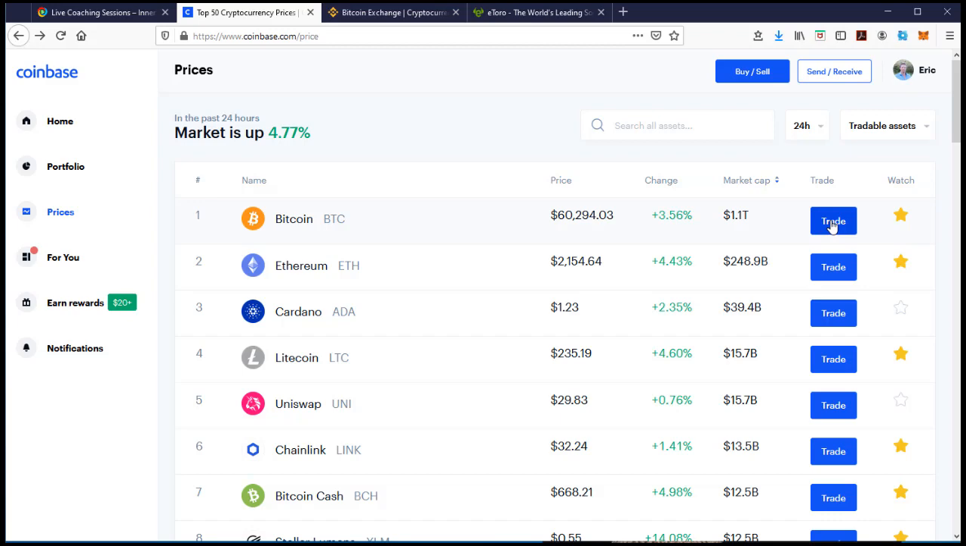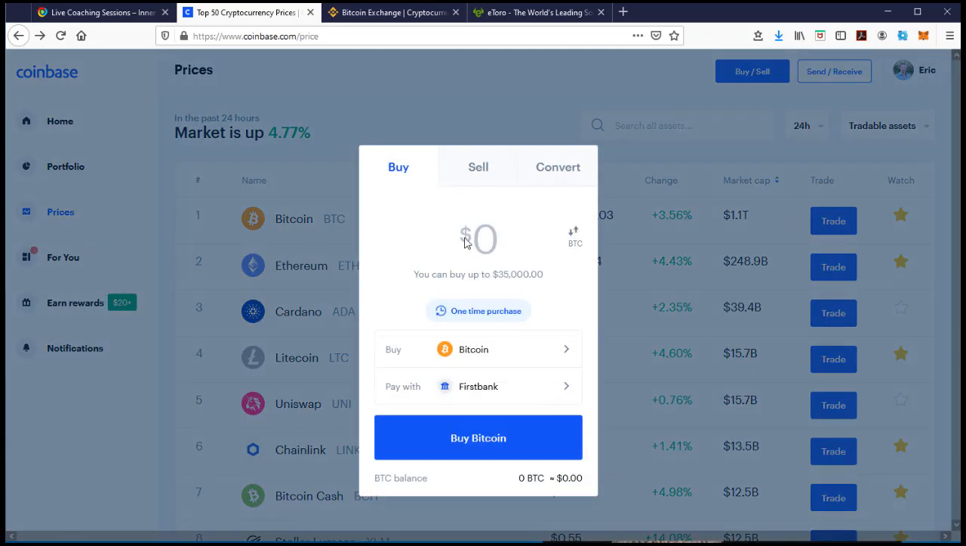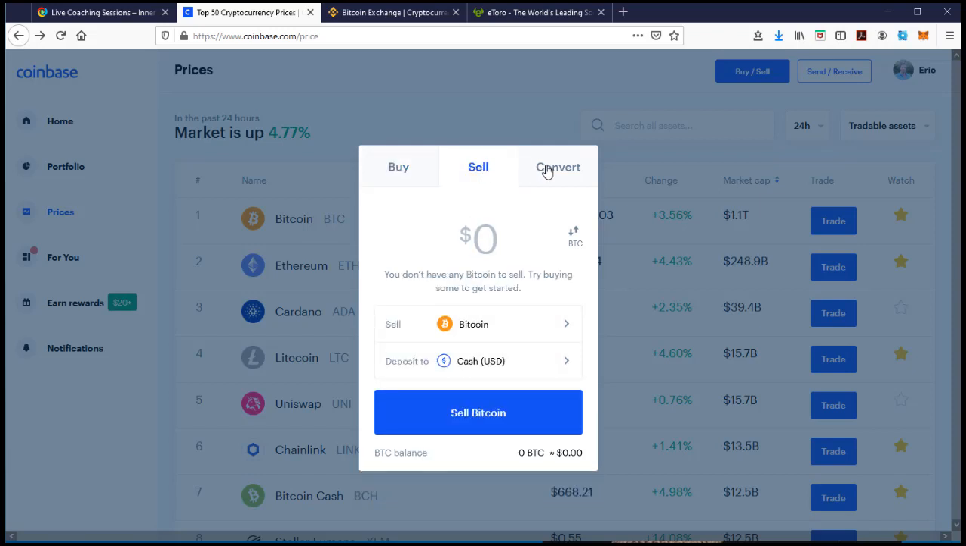If I hit trade, it will allow me to instantly buy Bitcoin. I could buy Bitcoin with money in US dollars directly from my bank account, and I can do that instantly right here in Coinbase. You could also buy it on a credit card, depending on what platform you're using. You can sell Bitcoin if you have any, and you can also convert it. So if you have a different type of cryptocurrency, you can make a trade.